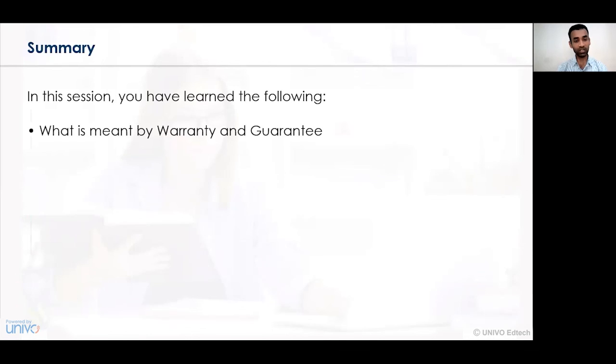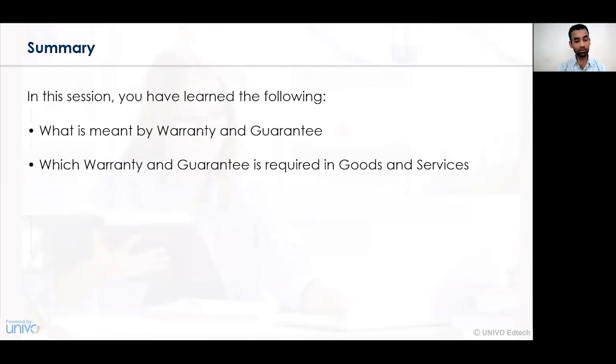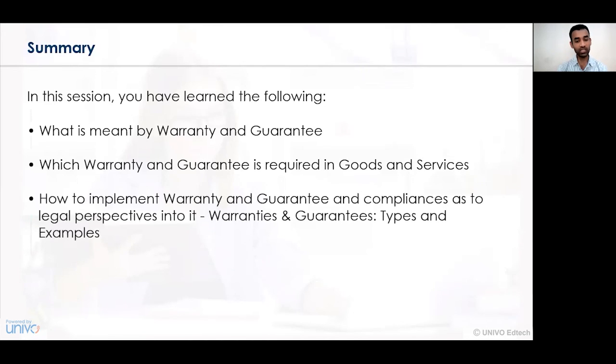Now let's summarize what we have learned in this particular session. In this session, we have understood what we mean by a warranty contract and what we mean by a guarantee. Next, we have understood which type of warranty and which type of guarantee is required in certain goods and services. And lastly, how we implement the warranty and guarantee and what the various compliances as to legal formalities of warranties and guarantees are. We have also seen various types of warranty and guarantee contracts and the various examples associated with warranty and guarantee.